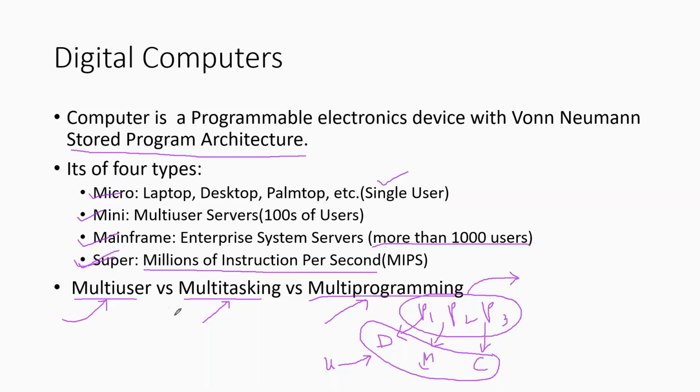Then multi-user. Multi-user is easy to understand. If more than one user is using the system at the same time, that is called a multi-user system. And here, it is not that user one spends some time on the system for a short time, then user two will come and execute something. It is that user one, user two, and other users will use the system at the same time.